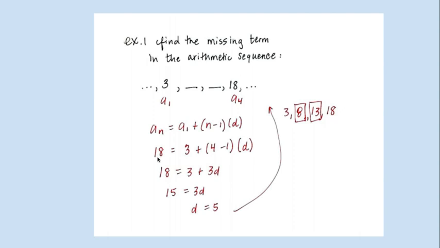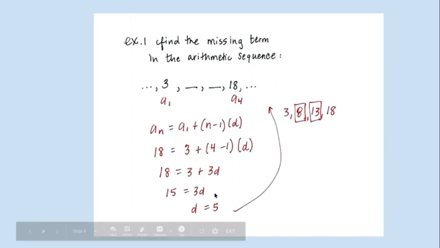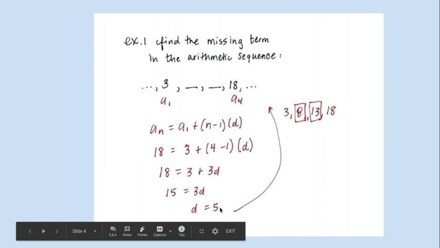A sub 4 is 18, so I'll plug 18 there, and 4 for n. N is whatever term you're talking about in the sequence. Okay, so anyhow, then we do some math. 18 minus 3 is 15. 4 minus 1 is 3 times d. D is equal to 5. Our common difference is 5.